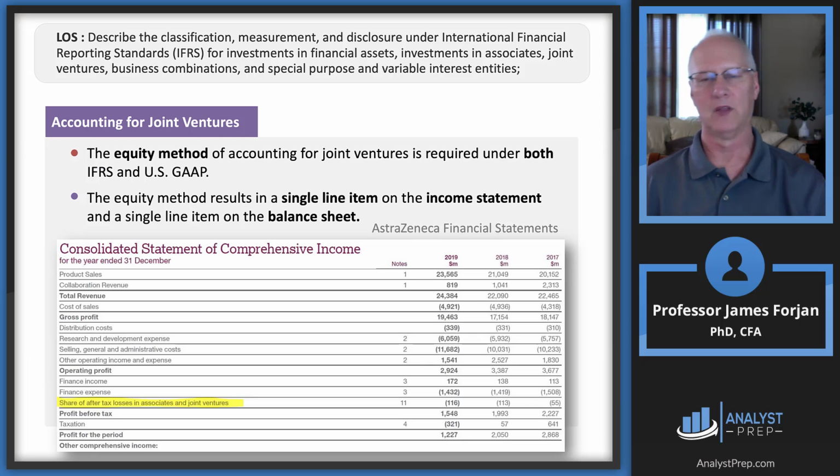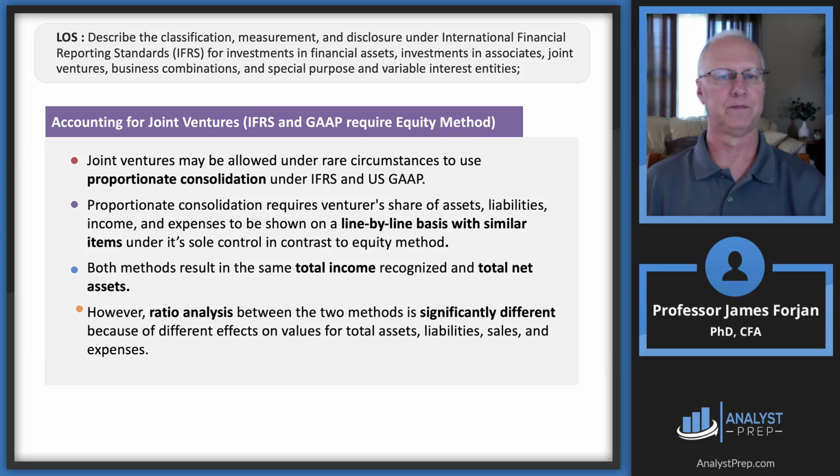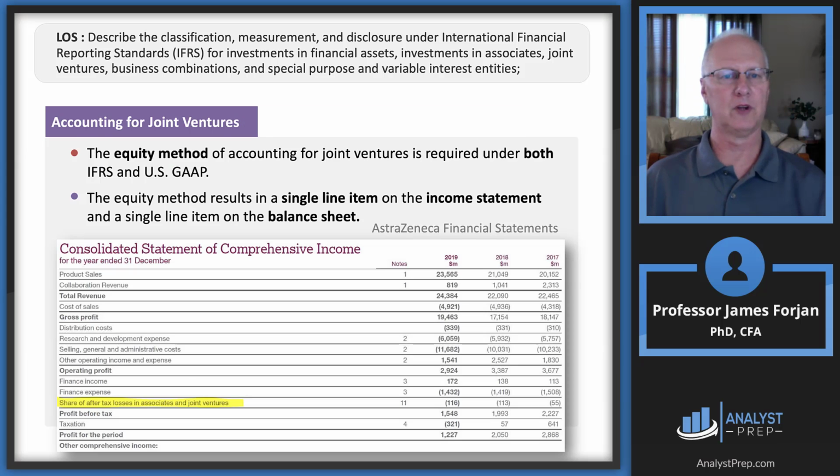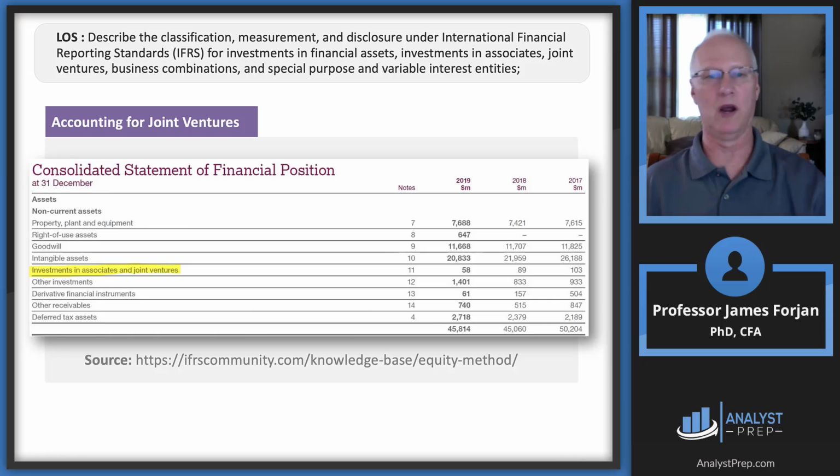So the reading actually mentions this multiple times. And so that's probably important to remember. Equity method results in a single line item on both income statement and the balance sheet. Now, what did I say earlier? Let me just go back here quickly. Equity method of accounting for joint ventures is required. So, all right, we know that.